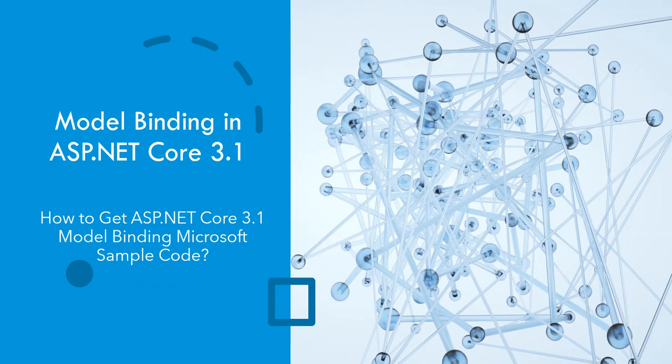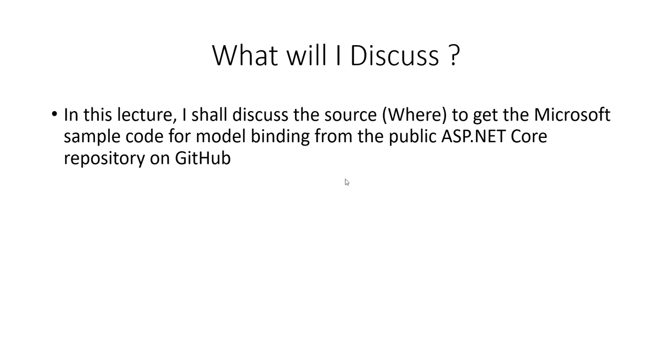Welcome again. Continuing with our series on model binding in ASP.NET Core 3.1, as I promised in the last lecture, I will tell you how I got the sample source code from the Microsoft repository in GitHub and how I built our project to run with the minimum hassle. So, this is my learning outcome, what I will discuss.